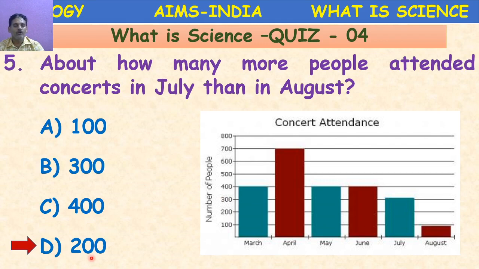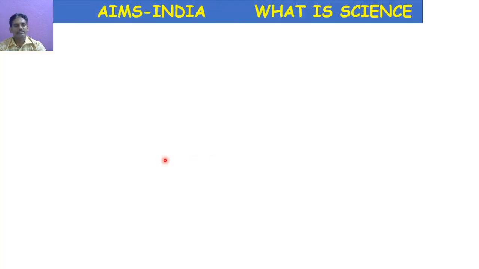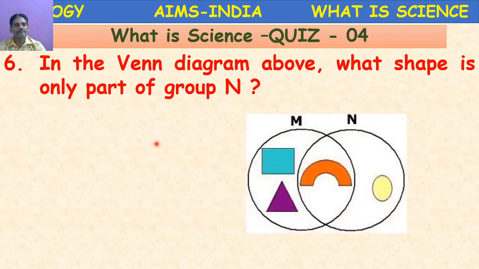Yes, it is 200. So this kind of chart helps to compare the data collected. This process is called analyzing the data. So here 200, D is the correct answer. So next, another comparison we can take.